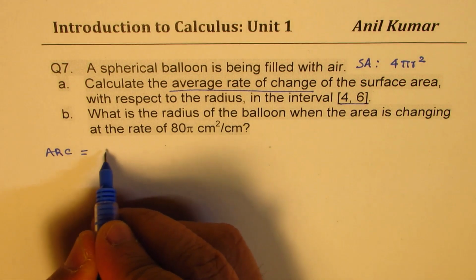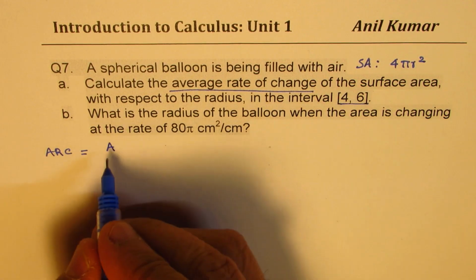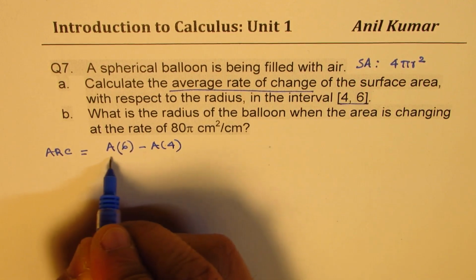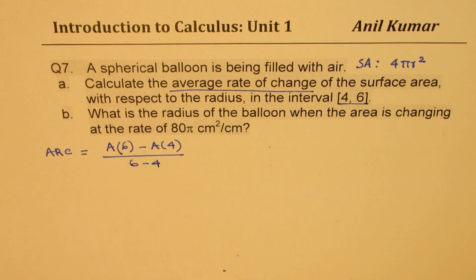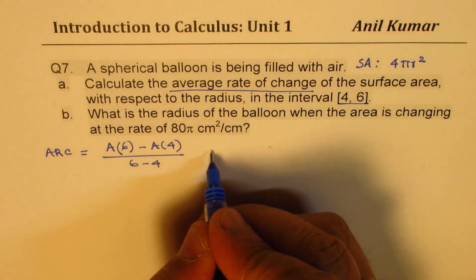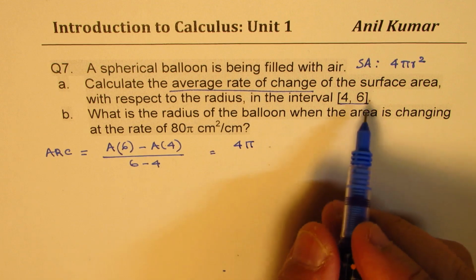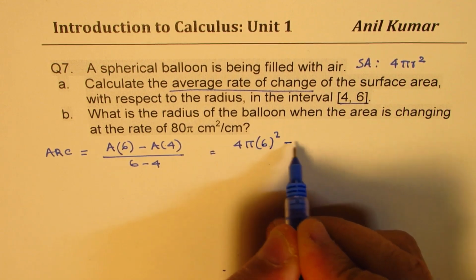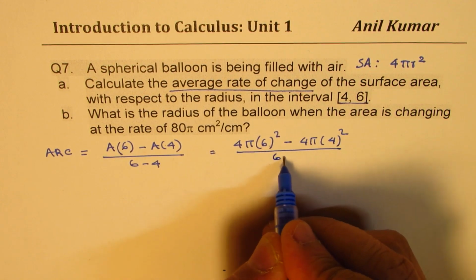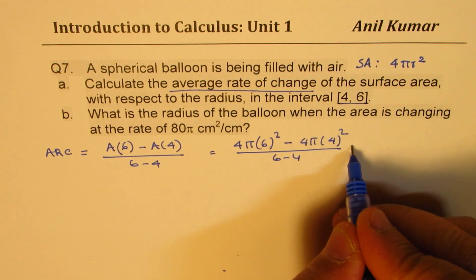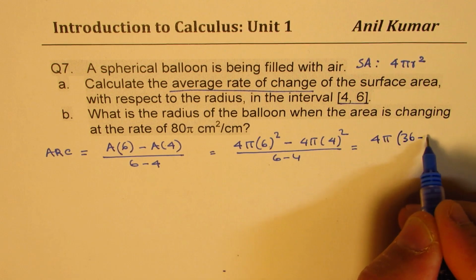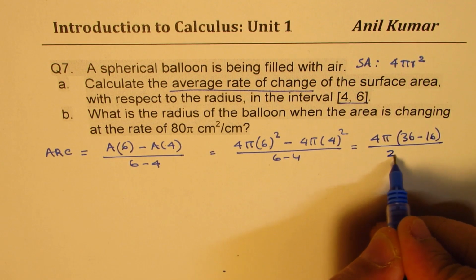So basically we can say let's use area A when the radius is 6 minus area when radius is 4 divided by 6 minus 4. That is how we find average rate of change, correct? Applying the formula 4 pi r square, we can say 4 pi radius is 6 for us, 6 square minus 4 pi 4 square over 6 minus 4, which is 2, right? So we can take 4 pi common, and here we get 36 minus 16 over 2, right?